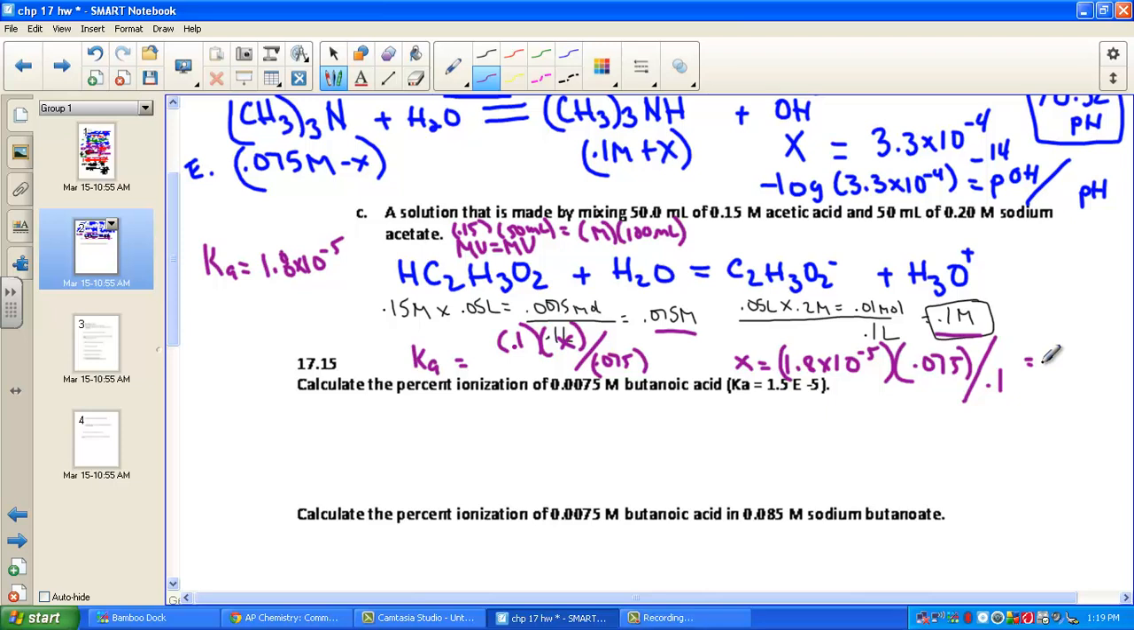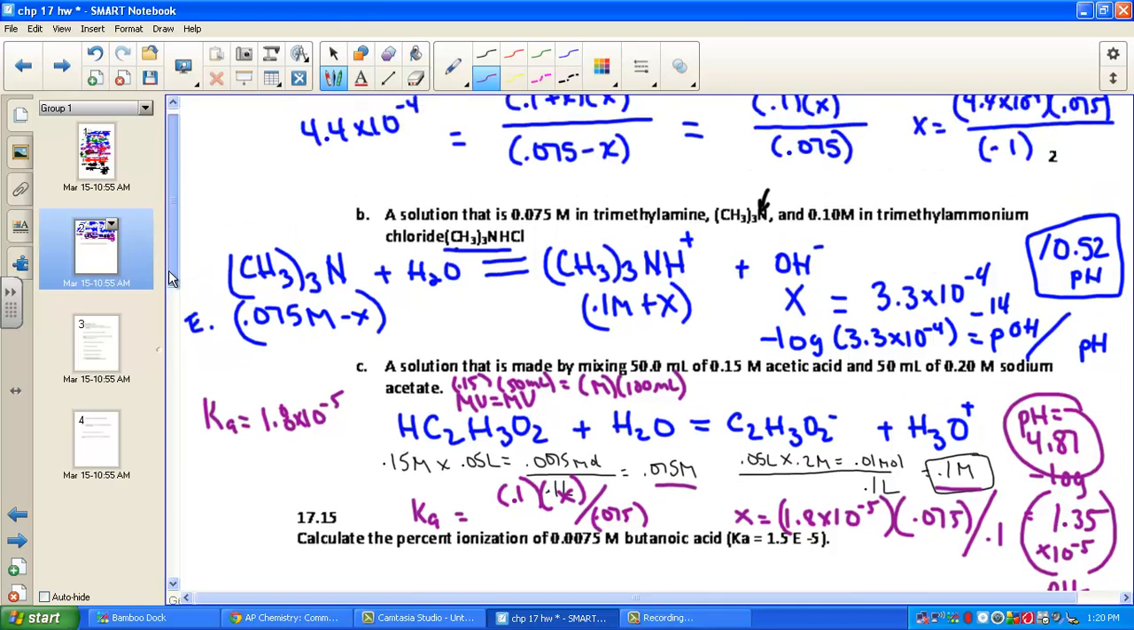1.8 E negative 5, that's the Ka, times 0.075 molarity, divided by 0.1. And I'm finding for the value of X, 1.35 times 10 to the negative fifth. Now X represents hydronium. So let's take the negative log of X and find pH. 4.87 pH units.